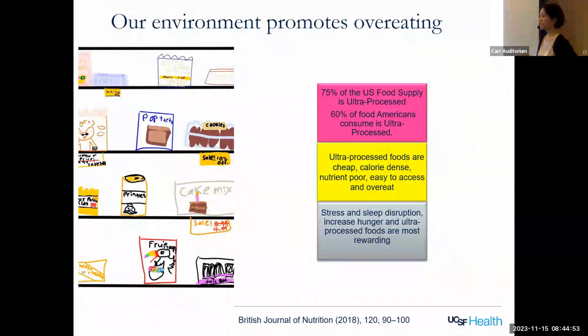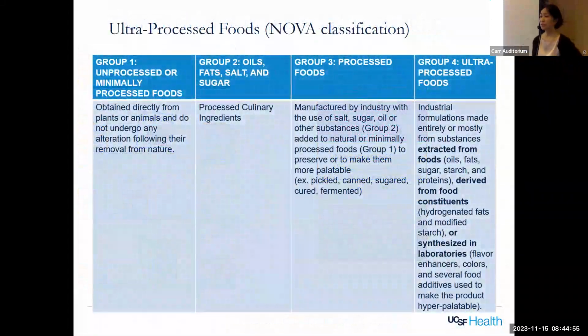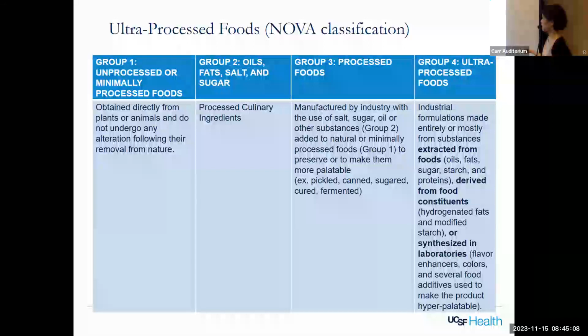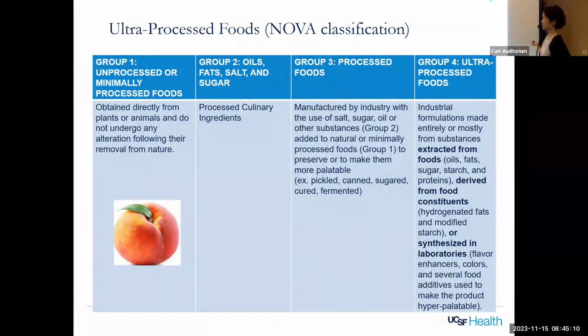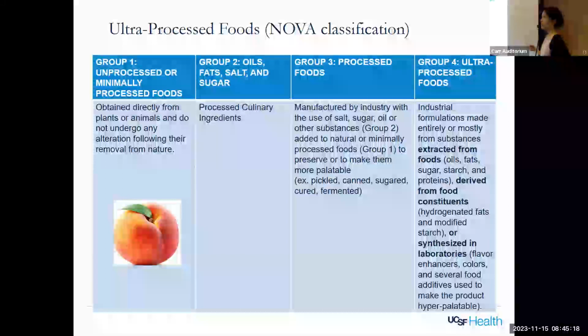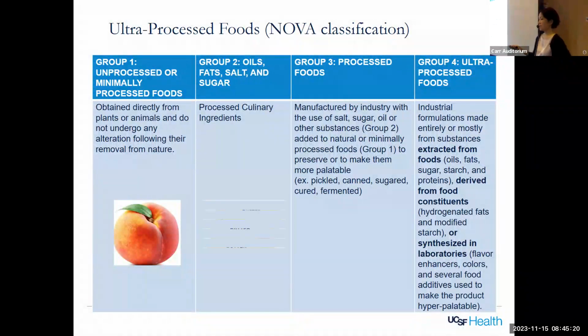Okay, so what are these foods? There's actually a way to classify foods in terms of their level of processing. It's called the NOVA classification. A completely unprocessed food would be something that has no alteration coming from nature. I would say that a piece of fruit would be completely unprocessed. A group 2 processed food would be something like an oil, a fat, a salt, and sugar. It's usually a culinary ingredient. So an example of that would be butter.